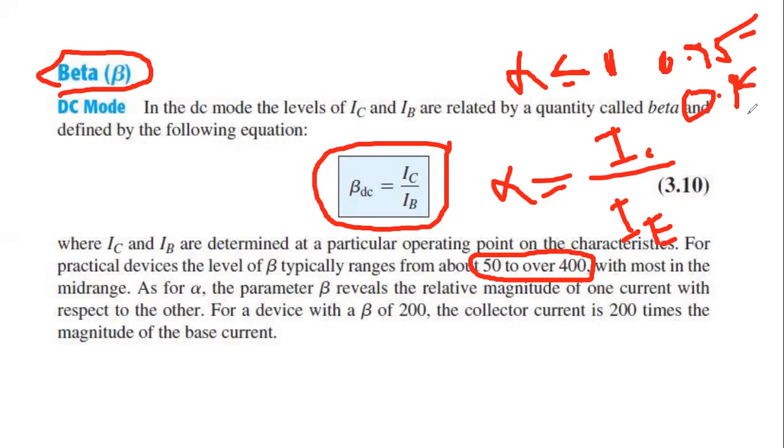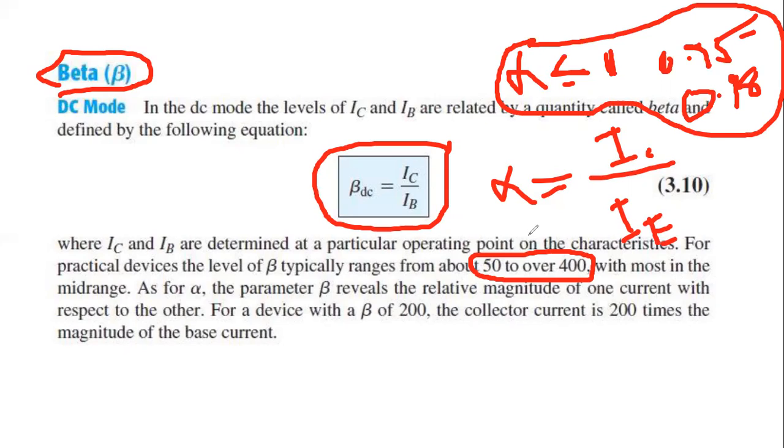These are some critical information. The value of alpha is not big. It is close to 1, and the value is 0.95 to 0.98. But the value of beta is very big, 50 to 400. That's why beta is called the current gain. Gain means we get a large amount of current in the output by providing a small current. That's why the common emitter circuit, or common emitter transistor, is known as a current amplifier, because it amplifies the current.